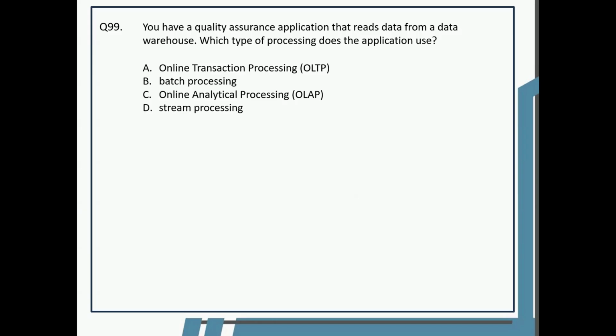Now, friends, OLTP is designed for managing real-time transactional data such as inserting, updating, and deleting individual records. Batch processing involves processing large volumes of data at scheduled intervals like nightly payroll processing. And friends, OLAP is the correct choice because data warehouses are specifically designed for analytical workloads. Stream processing involves processing continuous real-time data streams as they arrive. Examples include IoT sensor data, live fraud detection.